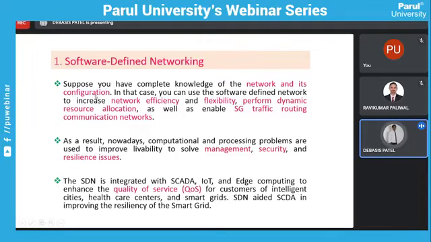Network and its reconfiguration, network efficiency, flexibility, dynamic resource allocation, traffic routing, communication network management, security, and resilience issues are also resolved by software defined network.